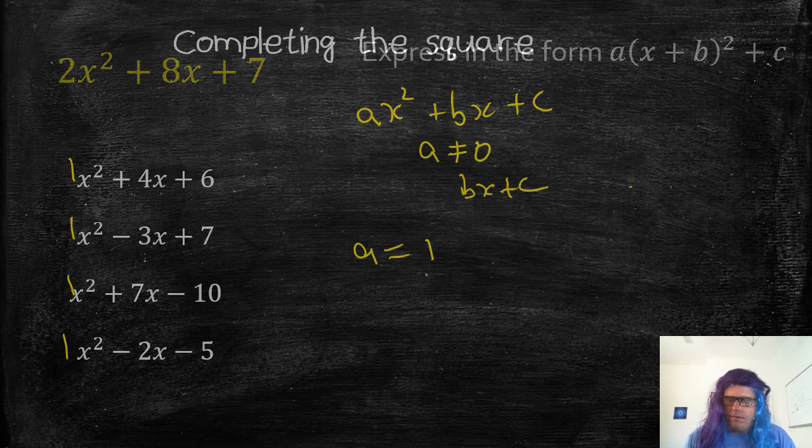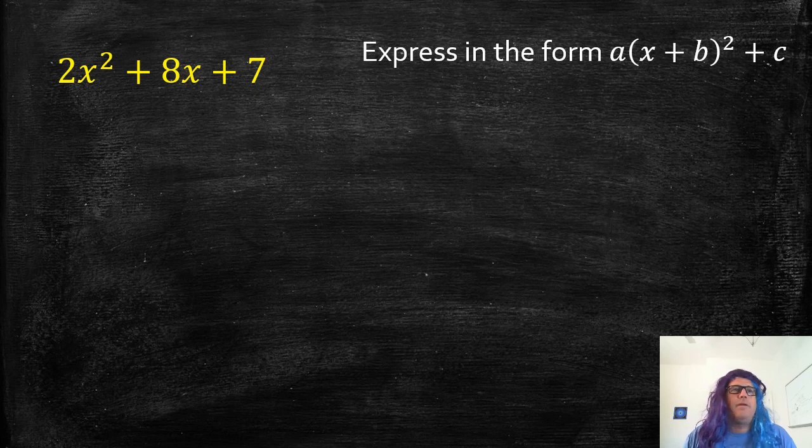But what happens if a isn't 1? What can we do? Well, as it turns out, we can still complete the square, but there are some modifications we need to do. So we're going to look at how we complete the square for this expression. Now, sometimes you'll see the problem like this. It'll say express in the form a brackets x plus b squared plus c. So we're going to look at how to put it in that form. That's just another fancy way of saying complete the square. So how are we going to do it?